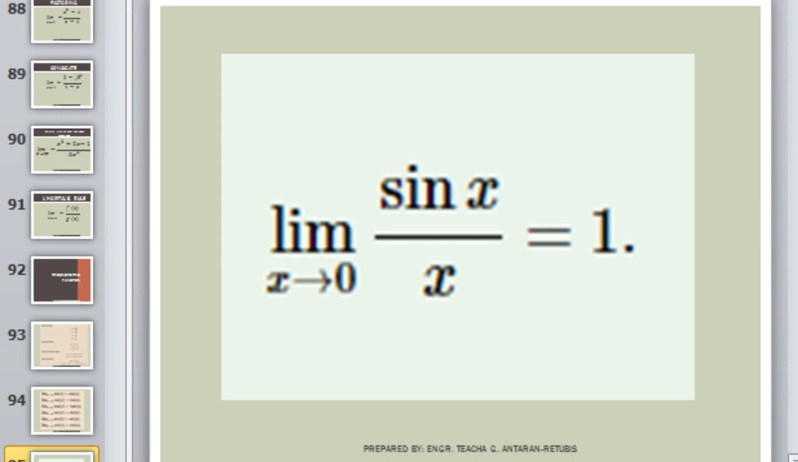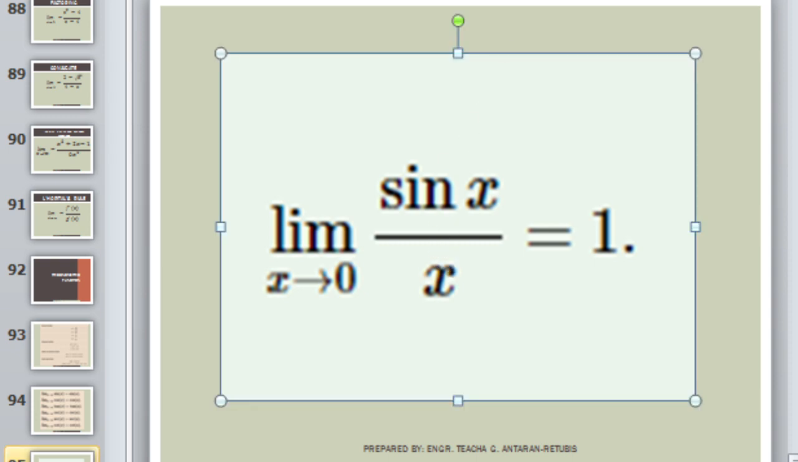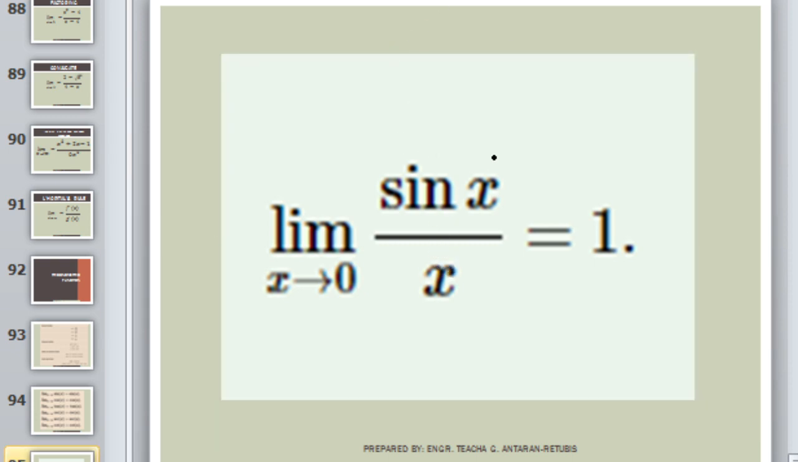This is already proven. If you want to know the explanation behind this, you can search the internet, class. But when you encounter this kind of situation, sine x over x, remember that it is always equal to 1. Do you get it? Again, this is already a theorem: when you encounter sine x over x, automatically, the limit as x approaches 0 is 1. That's automatic, class, because that is already a theorem.